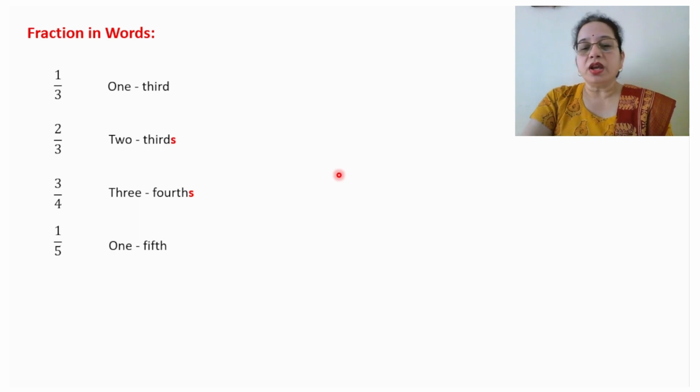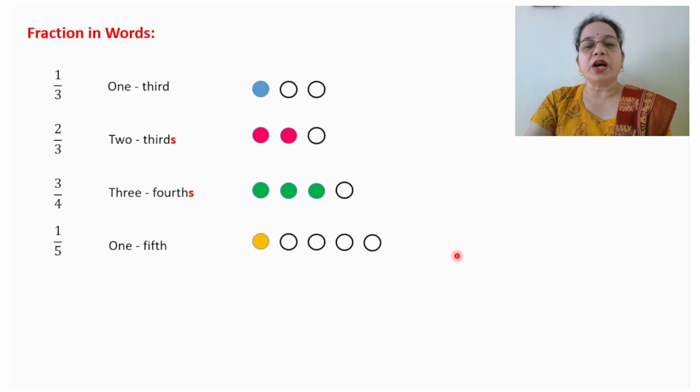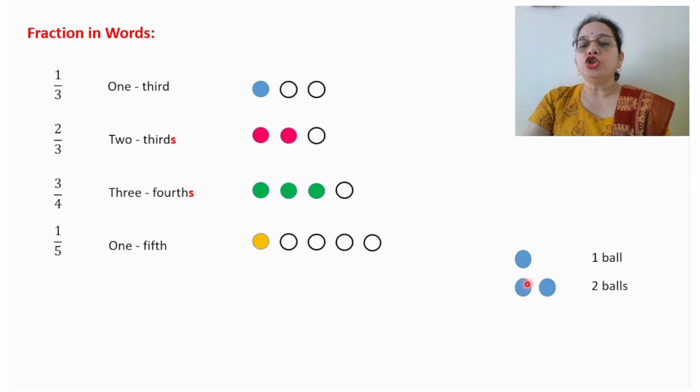Why? So here we use the concept. You can see the picture. This is 1 out of 3 parts, 2 out of 3 parts, 3 out of 4 parts and 1 out of 5 parts. So here we can use the concept. We read this one ball, 2 balls. So whenever more than 1 is there, we add S over here. 2 and 3 are more than 1, so we have added S over here. This is only 1, so no S. This is only 1, so there is no S.